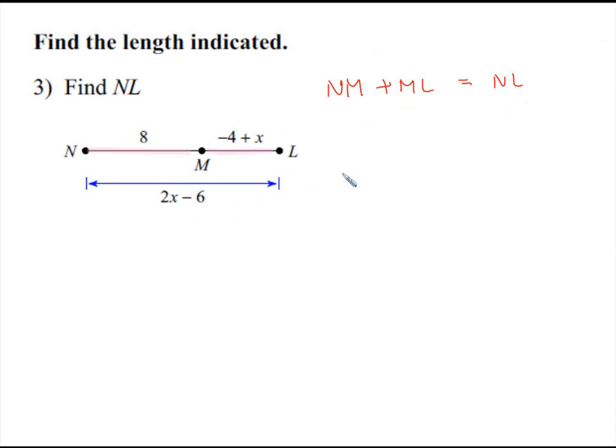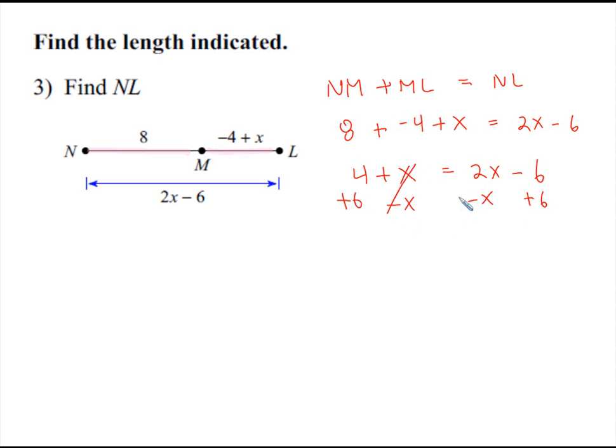And then let's substitute in the values we know. So NM, they tell us, is 8. ML is negative 4 plus x. And NL is 2x minus 6. Now we need to solve for x. So let's simplify on the left side. So that would give us 4 plus x is equal to 2x minus 6. So I'll minus x on both sides. I'll add 6 on both sides. So I'm going to end up with x is going to equal 10.